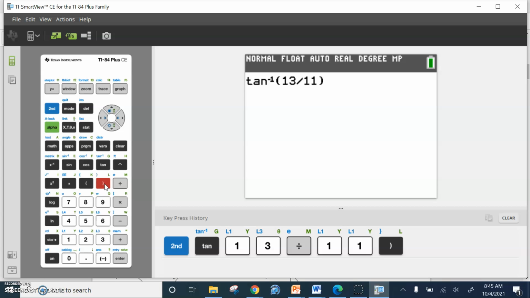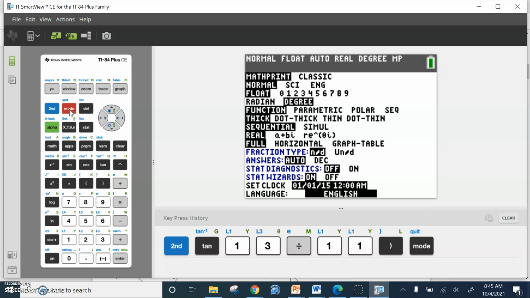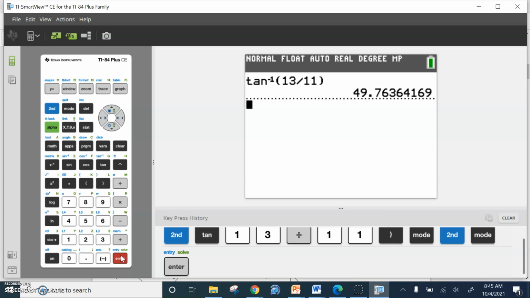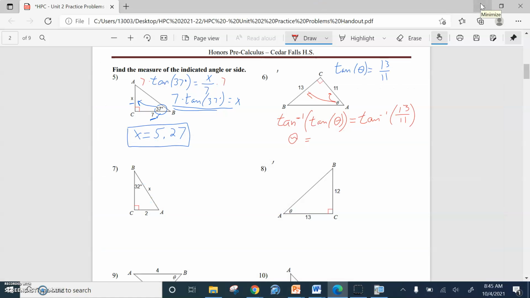Before I hit enter, I am going to go to mode and check. Okay, I am in degrees mode. Right here, I am checking to make sure that that is a darkened background. So second quit gets us back out of that. I'm going to hit enter. So I get 49.76. So that would be the angle whose ratio is 13/11. So 49.76. Again, box that in, and there you have it.